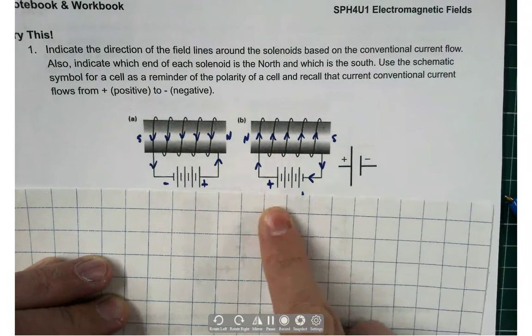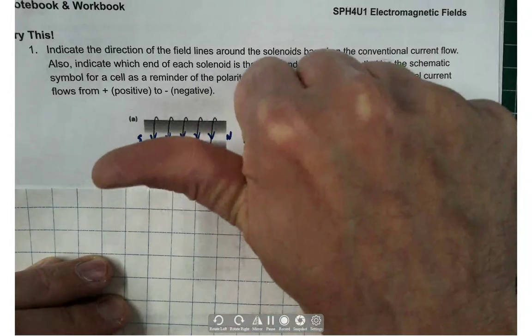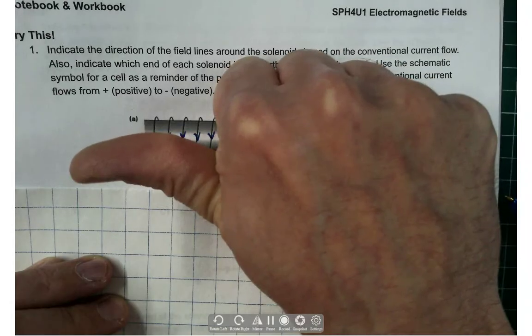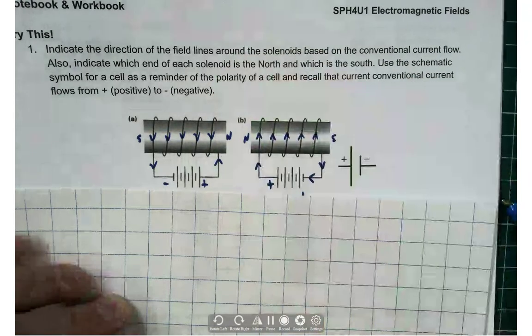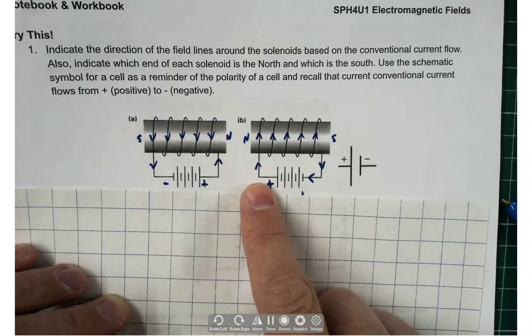This guy here, current goes up in the foreground. So I wrap around so that my current is going up in the foreground. Polarity is north on the left-hand side, okay? Of course, if these guys are sitting next to each other, what are they going to do? Yeah, they'd repel each other.